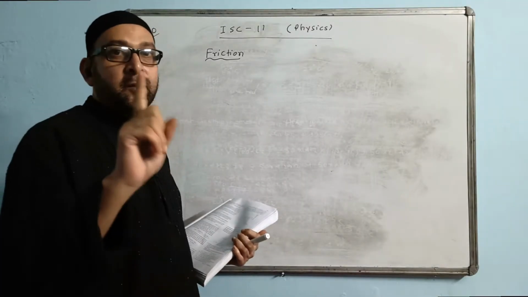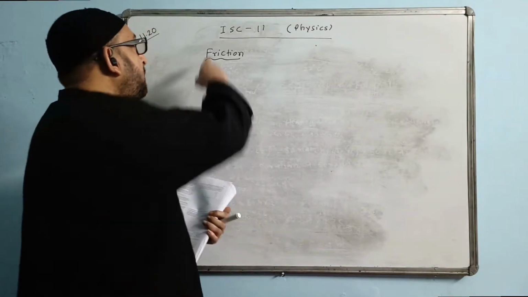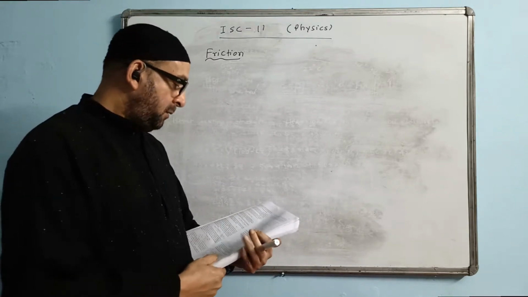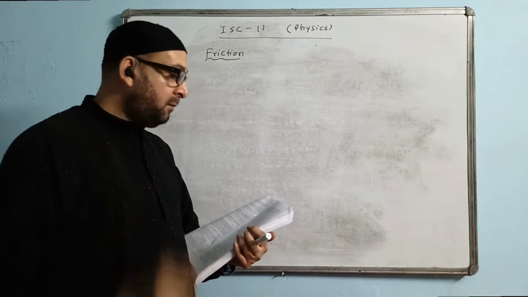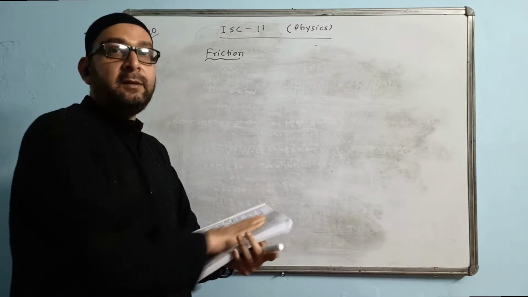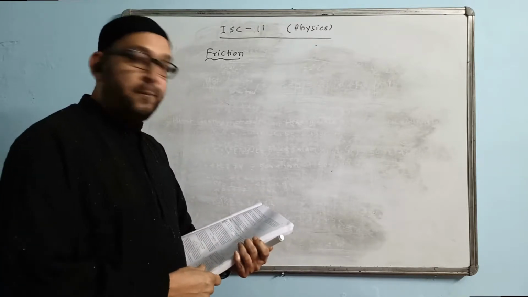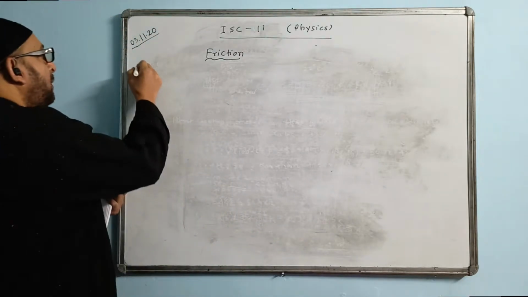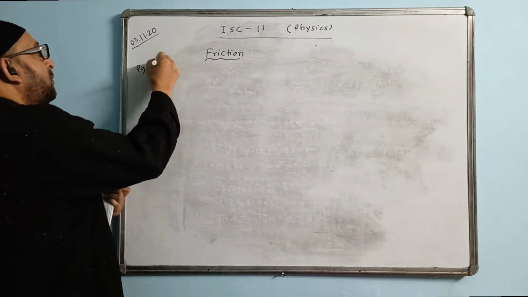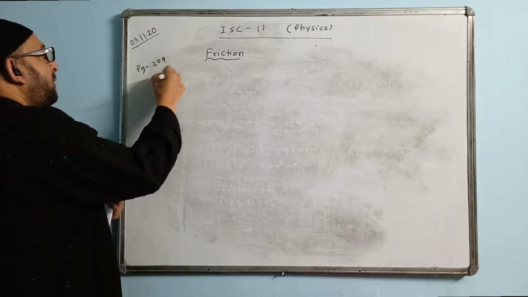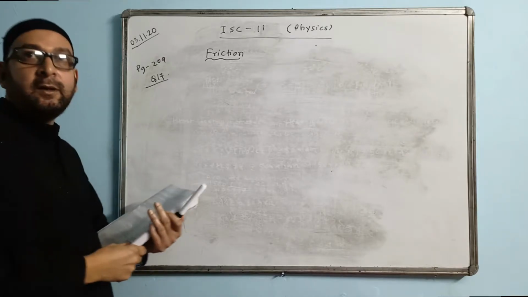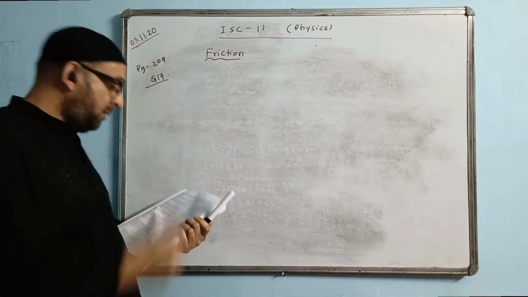Today we will do just one question, one numerical problem from the chapter friction, and then we start a new chapter. This is question number 17 from page number 209. Some of the students were unable to do it, so I will be doing it for them.